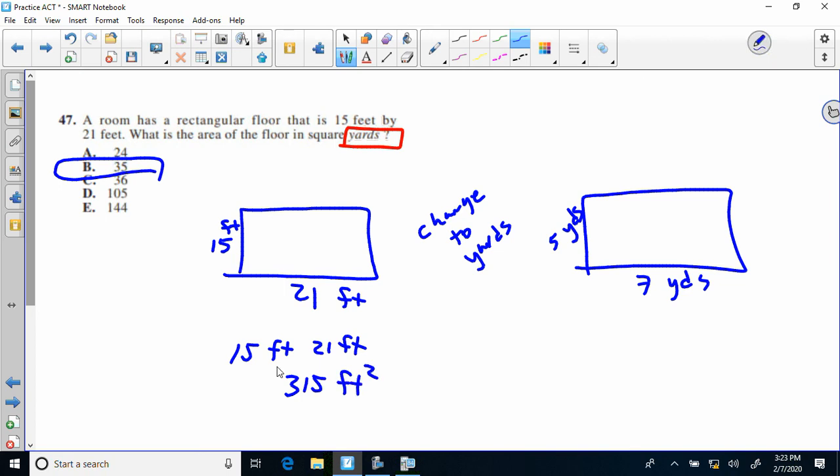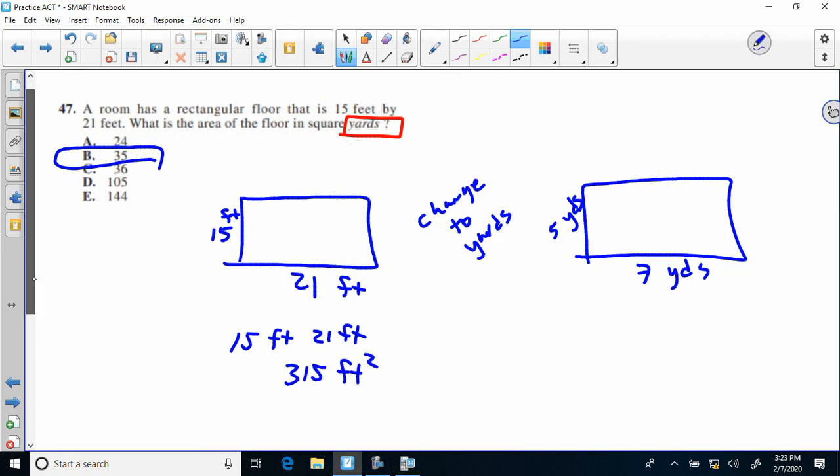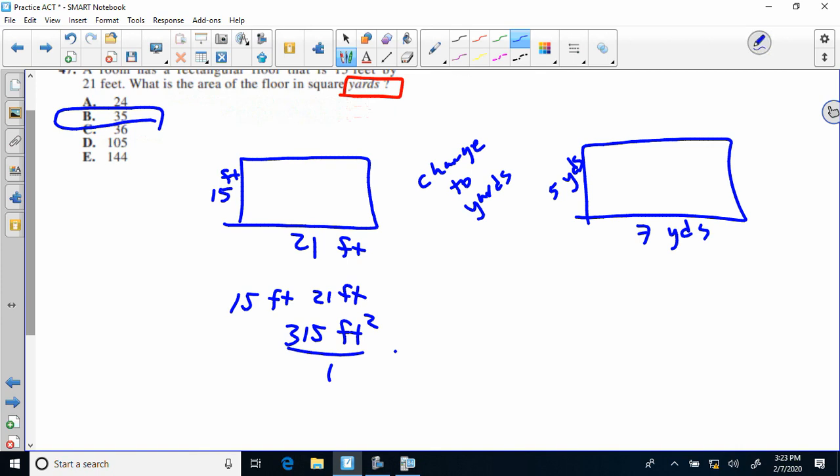You want to change that to yards. If I was changing that to yards, you would have to say 3 feet is 1 yard, but that was only going to get rid of one of your feet up here. So you're going to have to do 3 feet is 1 yard again so that you can get rid of the square, because that was foot squared. So to get rid of them that way, you would have to do 315 divided by 3 divided by 3 again. And that's why it messes people up, because they don't pay attention to their units on the feet.